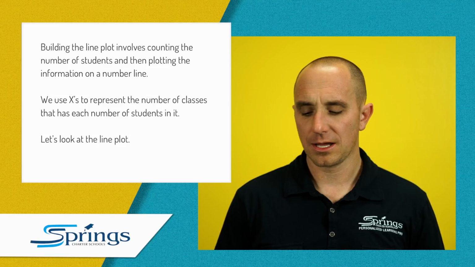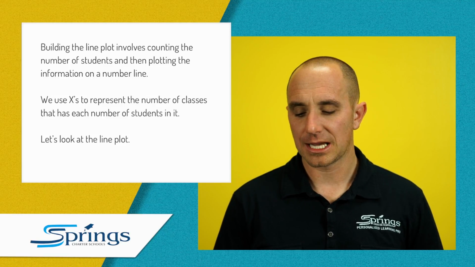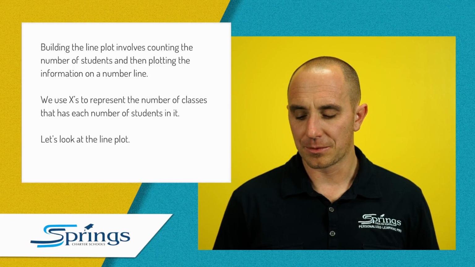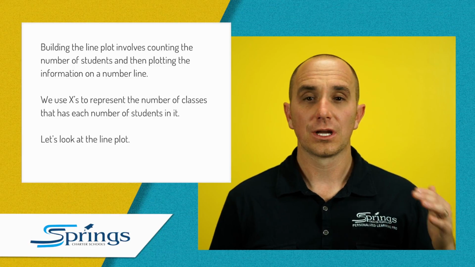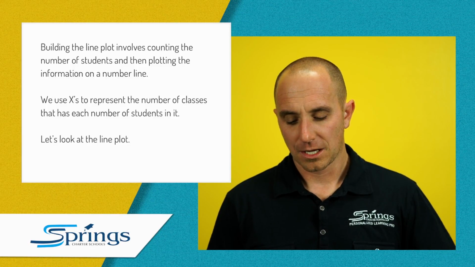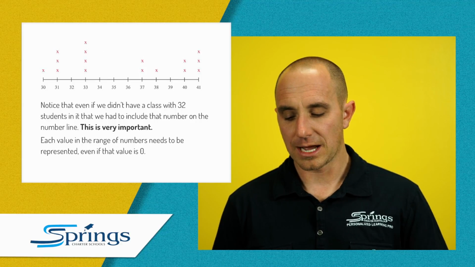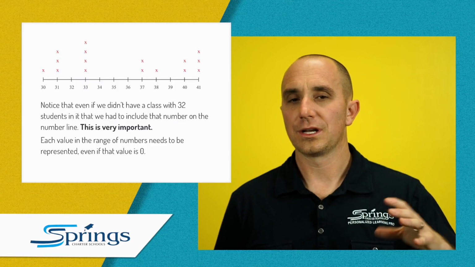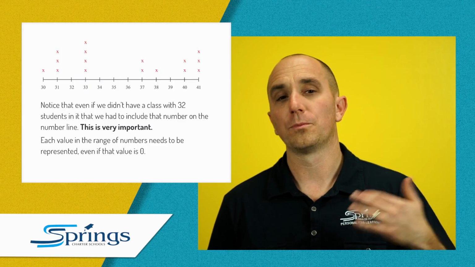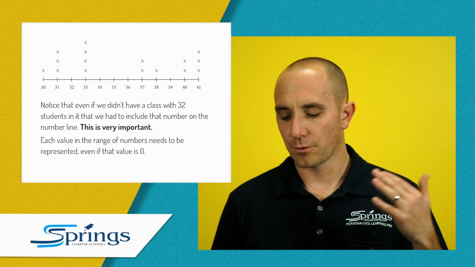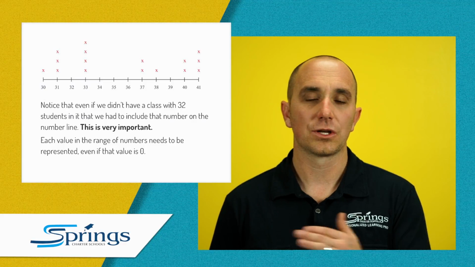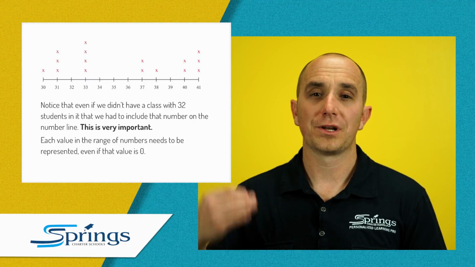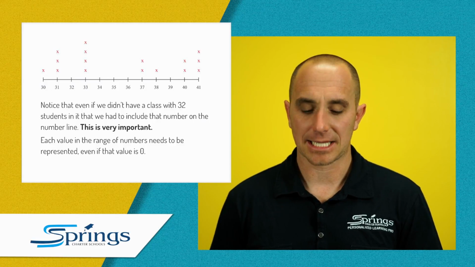Building a line plot involves counting the number of students and then plotting the information on a number line. We use X's to represent the number of classes that each number of students is in. So let's look at this line plot. Now when you look at it, you can clearly see how many classes there were, and that there were no classes of 34, 35, 36, or 39. Because when you look at it on a line plot and you don't have an X, it's very clear which numbers are not represented in our data set.